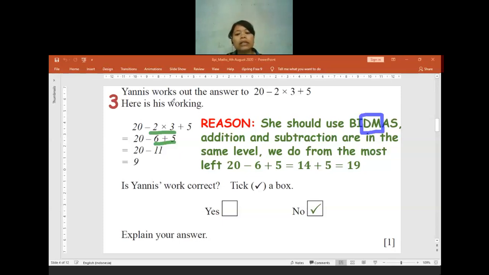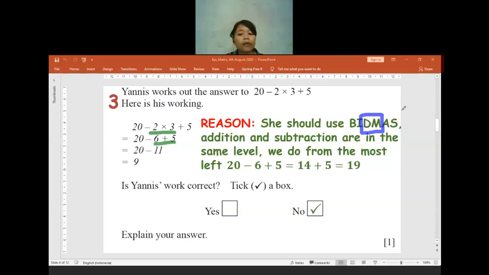If the question says multiplication first, it means we have to do the multiplication first. If from the question we have division on the left part, it means we have to finish the division first, because division and multiplication are on the same level. Whatever comes first, you do first. Do the same thing for addition and subtraction.